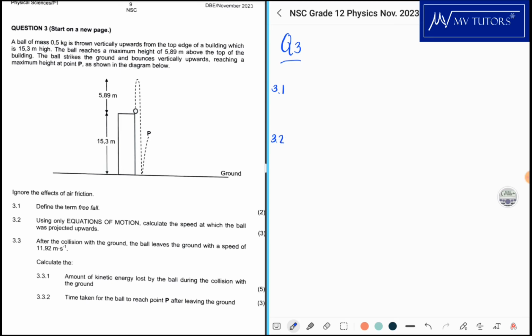Using only equations of motion, calculate the speed at which the ball was projected upwards. So basically we're looking for the initial velocity, right? And what do we have at the moment? We're just going to note the things that we have. We know that from the point it was thrown until it reaches its maximum height where the velocity is 0, delta y is 5,89. But it really depends. Are you taking upwards as positive or negative? In this case, let's take upwards as positive. So yes, delta y is going to be positive 5,89 meters.